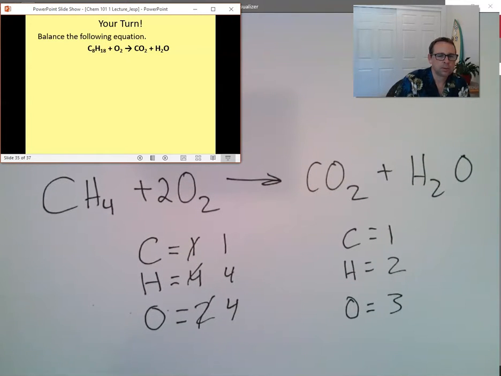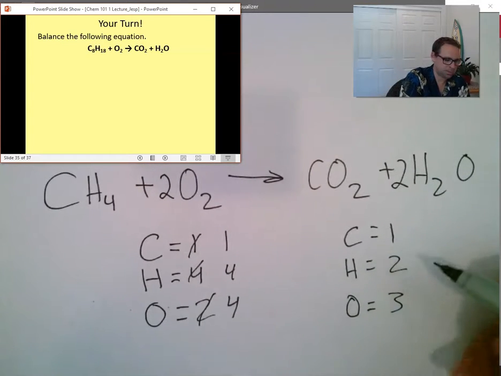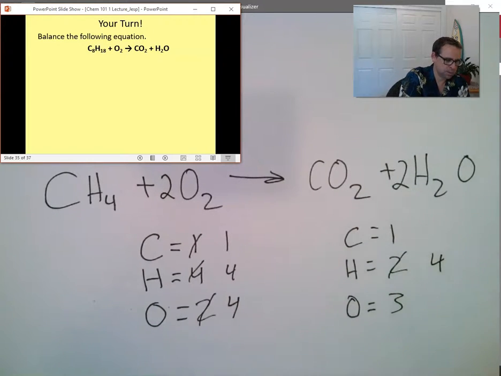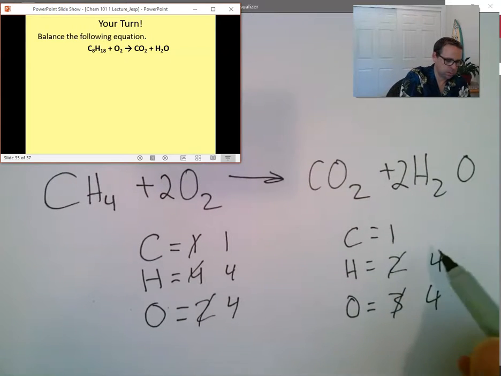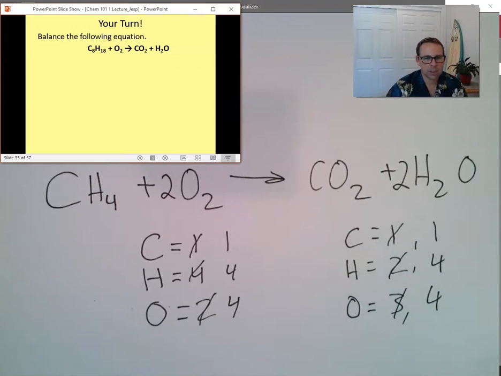Then you want the hydrogens to equal out. You want to add a 2 in front of the H2O. Okay. So how does that change things? That makes hydrogens 4. That makes oxygen 4. And now we're done. Looky there. All right, very good. Carbon doesn't change. You did an excellent job.